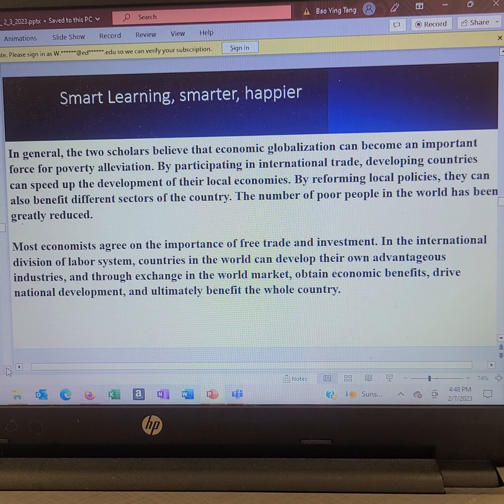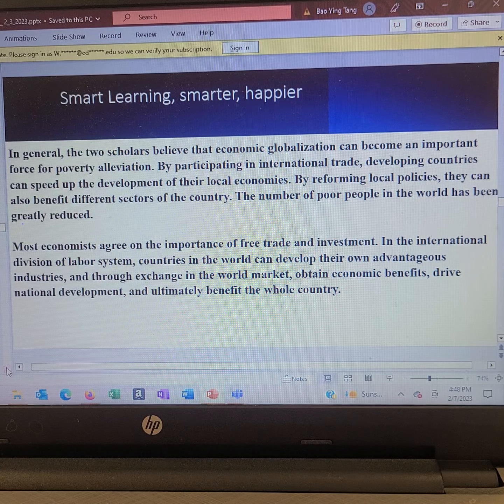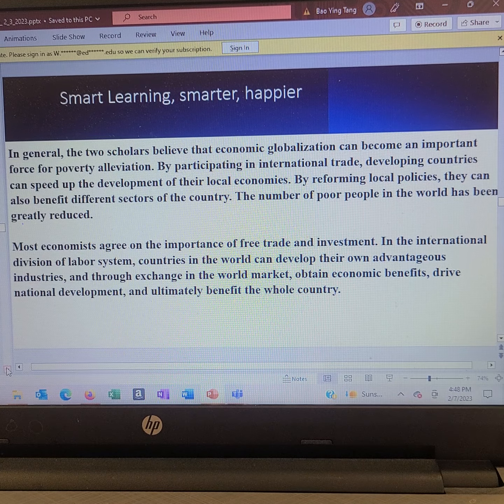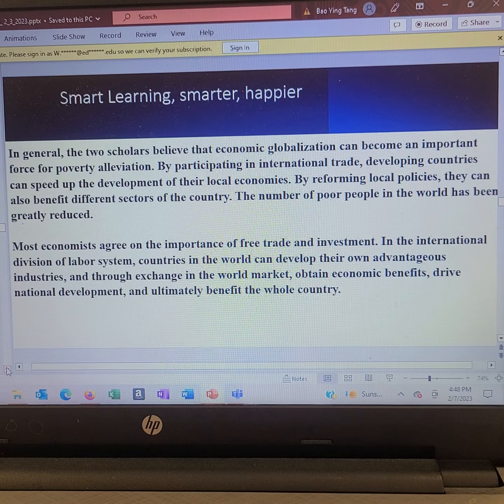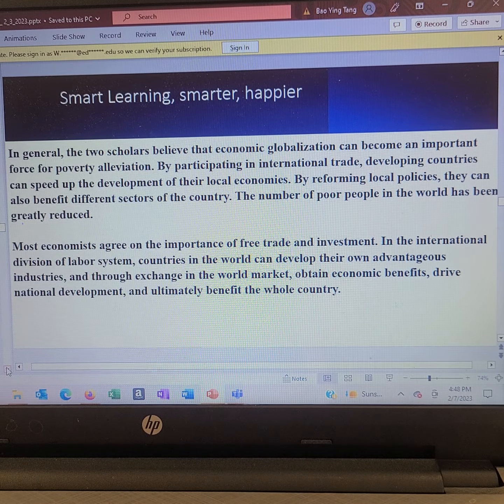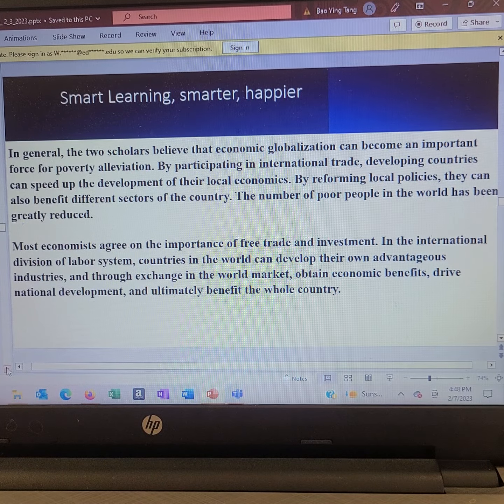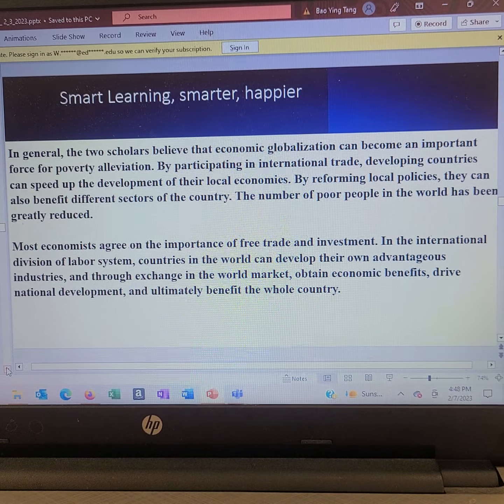Most economists agreed on the importance of free trade and investment. In the international division of labor system, countries in the world can develop their own advantageous industries and, through exchange in the world market, obtain economic benefits, drive national development, and ultimately benefit the whole country.